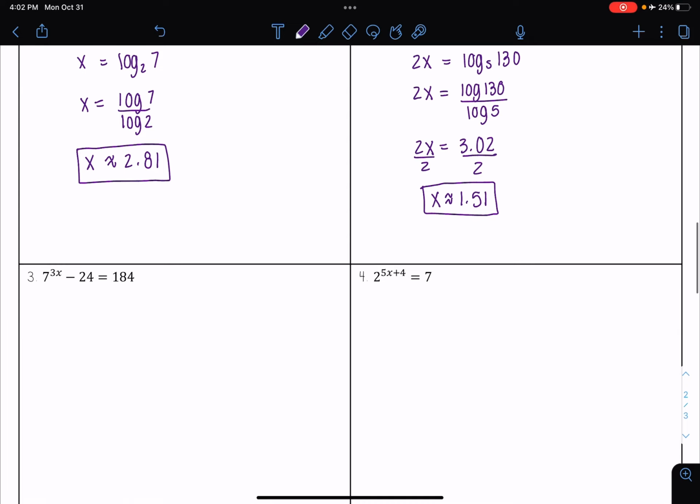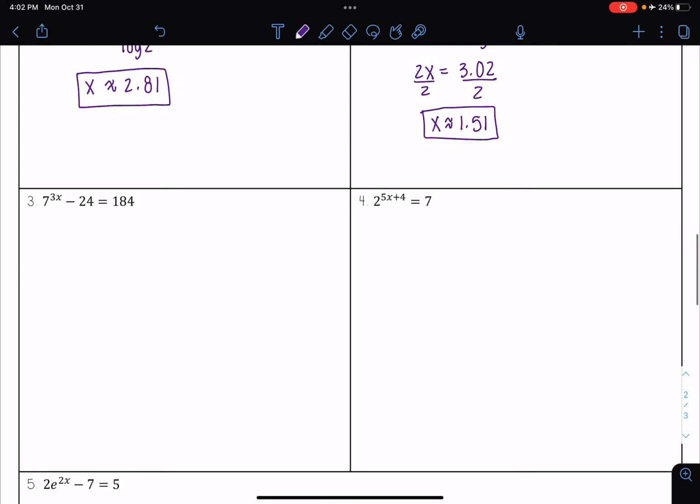Okay, let's look at another one. Here I have 7 to the 3x minus 24 is equal to 184. This time my exponential isn't isolated. There's that minus 24 on that one side. So I need to go ahead and add 24 to both sides first. I get 7 to the 3x is equal to 208.